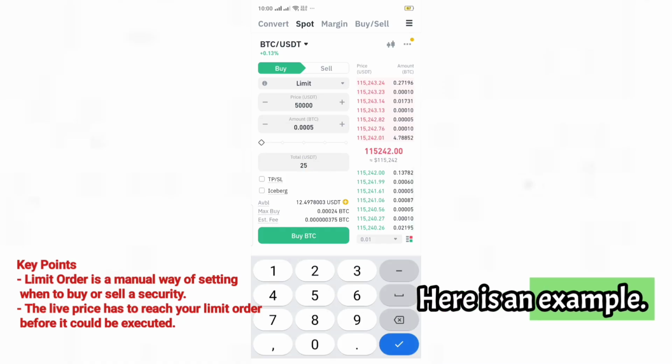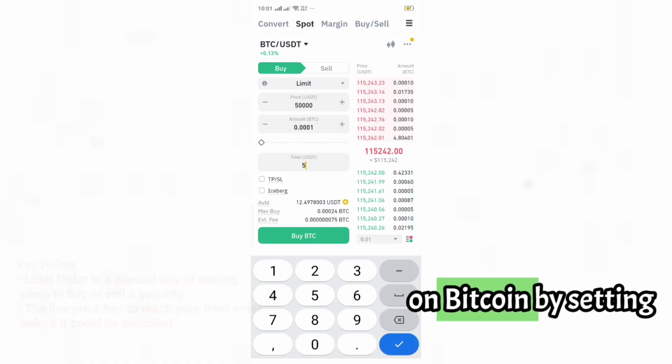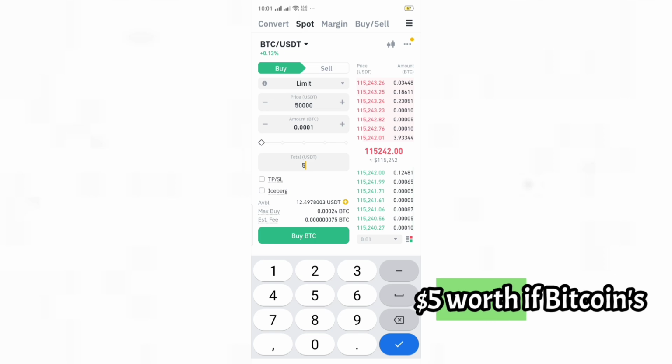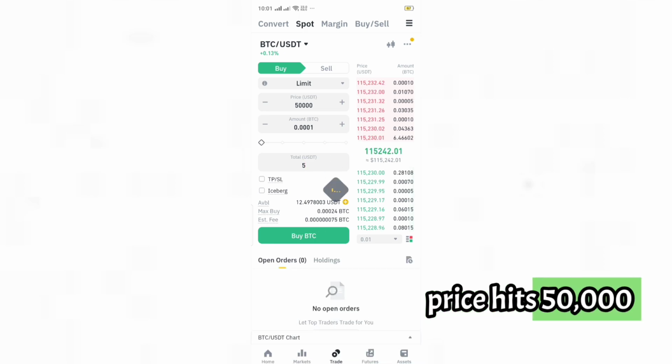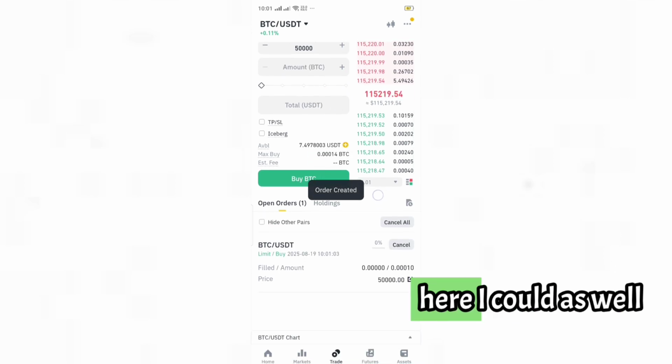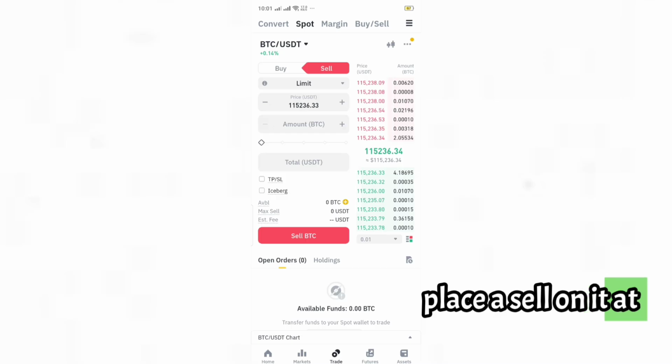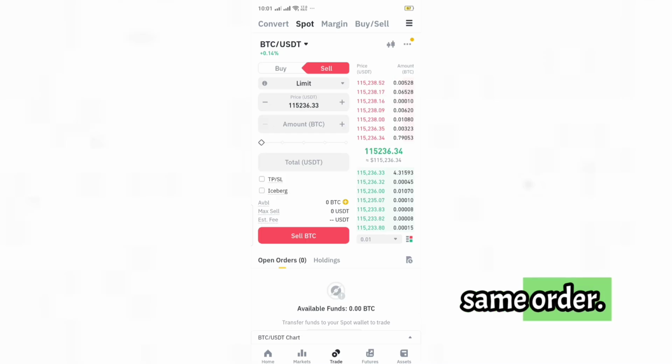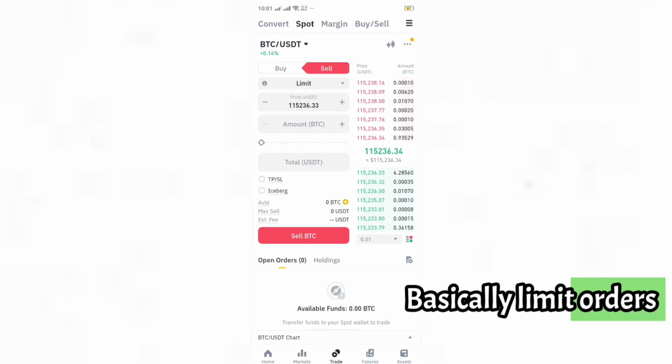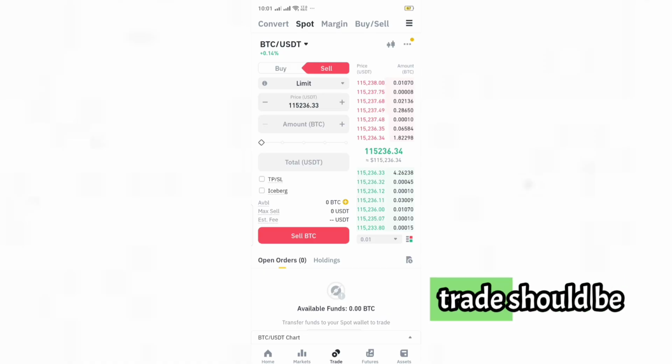Here is an example. I'm placing a buy limit on Bitcoin by setting a command to buy $5 worth if Bitcoin's price hits 50,000 again. If I have some Bitcoin here, I could as well place a sell on it at 250,000 using this same order. Basically, limit orders are used to control the price at which a trade should be executed.